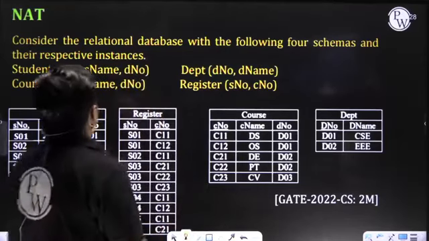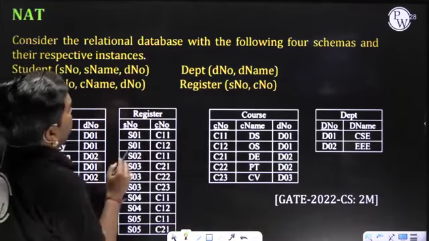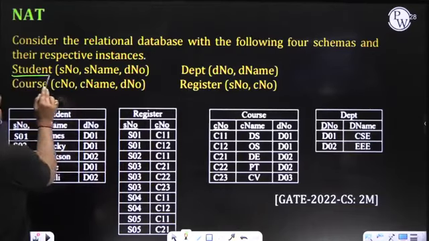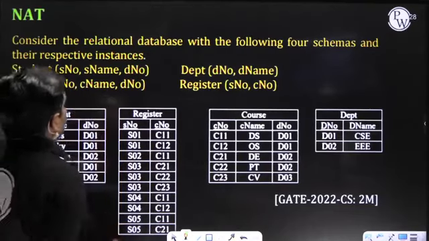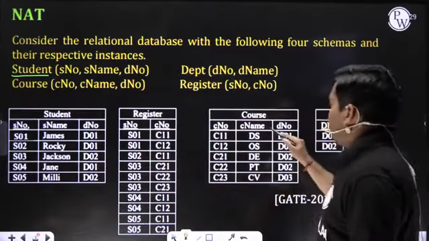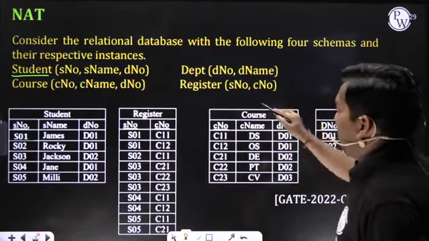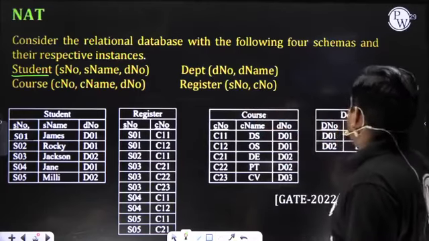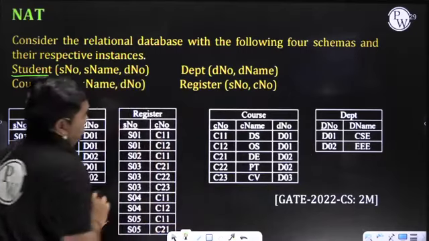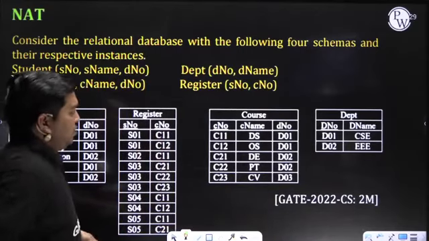In this question, consider the following database with four schemas. First, the student schema: student number, student name, and department number. Second, course: course number, course name, and department number. Then department: department number and department name. And register: student number and course number. So what is the query, my dear student?